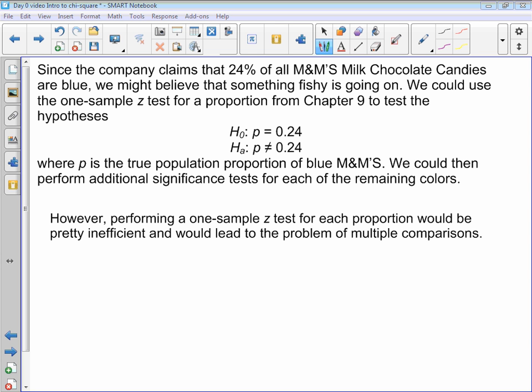Sorry, I had to pause because I had to talk to a student. So we could test our null hypothesis. Hold on, I'm going to pause again because the student didn't close the door.